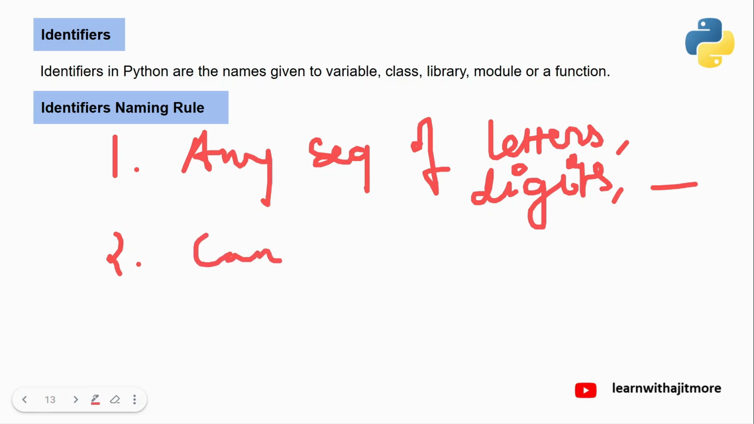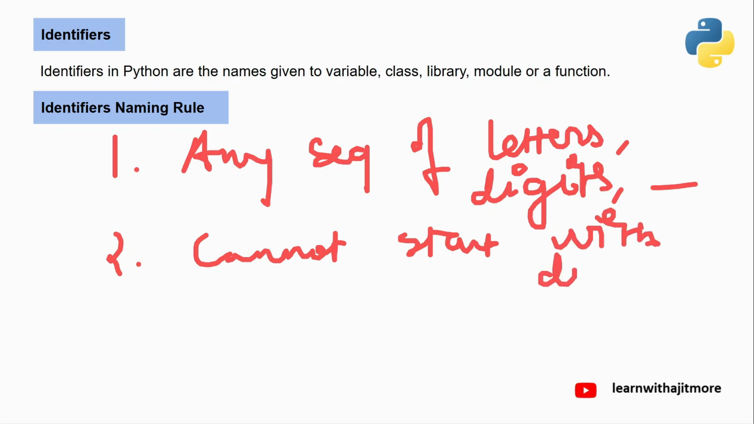Second, it cannot start with a digit. That is the second rule. I hope you got it. In the first place, a digit is not allowed. A digit can come afterwards; afterwards, digit combinations can come. But the first place should be either a letter or underscore. After that first position, later you can have digits.